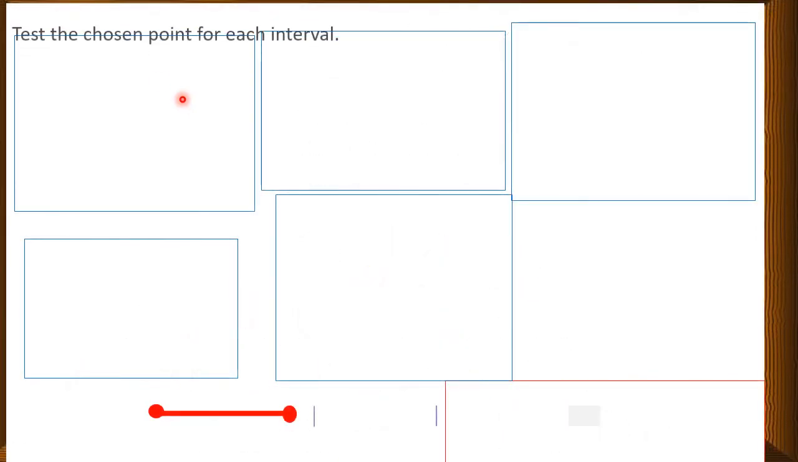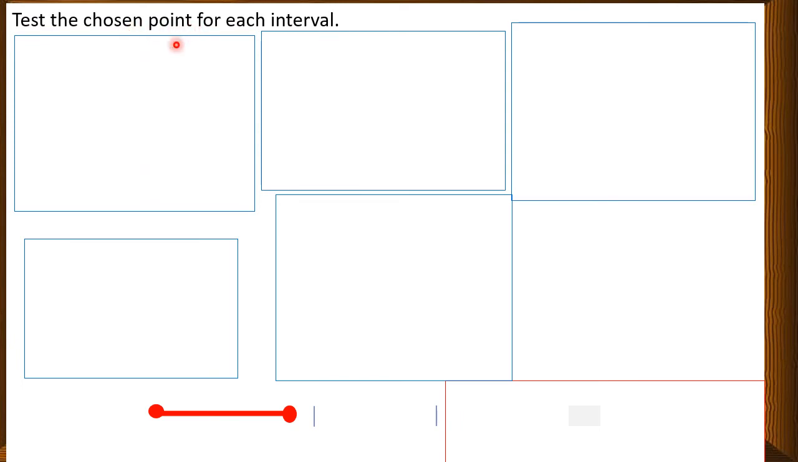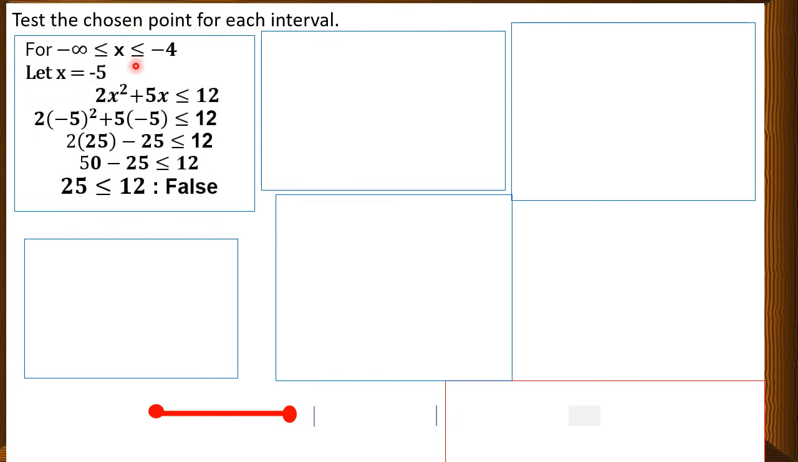Now we are going to test the chosen point for each interval. For this interval, we have x that is equal to negative 5. Copy the original inequality. Substitute x by negative 5. So 2 times quantity of negative 5 square. So bring down 2. Negative 5 square is 25. 5 times negative 5 is negative 25. Less than or equal to 12.